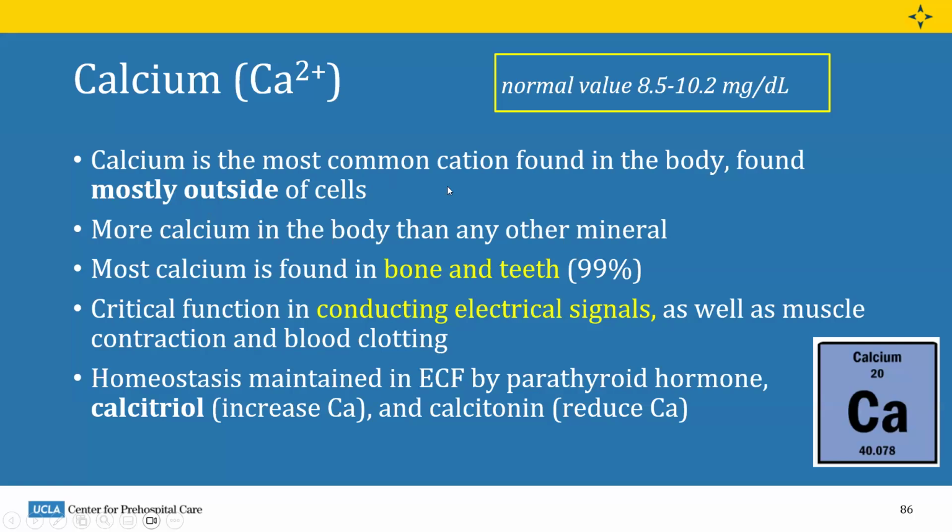Calcium is the most common cation. Remember, happy cat, so positively charged, found outside the cells. We have more calcium in the body than any other material, which makes sense because it's part of forming our bones and teeth. The extracellular matrix is made by calcium and phosphate.